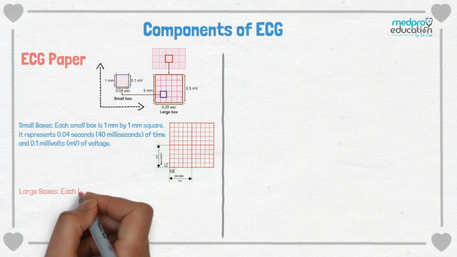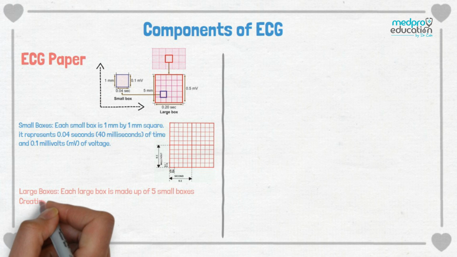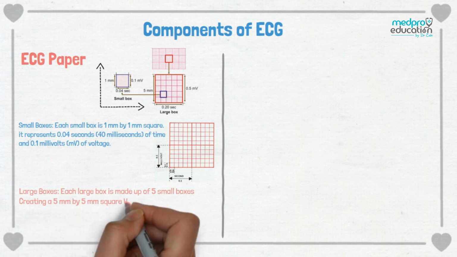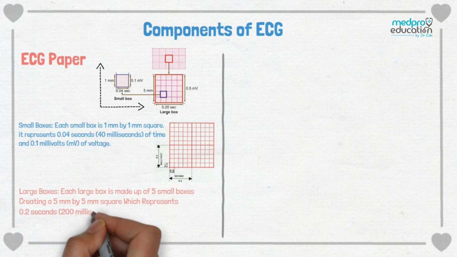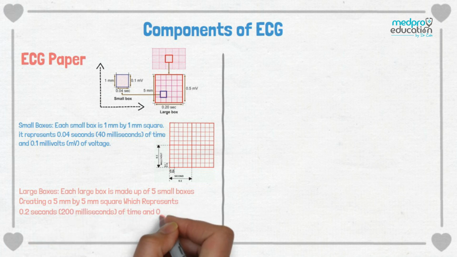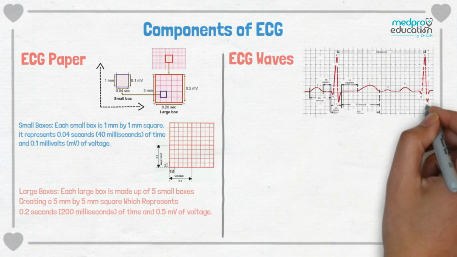Each large box is made up of 5 small boxes, creating a 5 mm by 5 mm square which represents 0.2 seconds, 200 milliseconds, of time and 0.5 mV of voltage. Now move on to ECG waves.